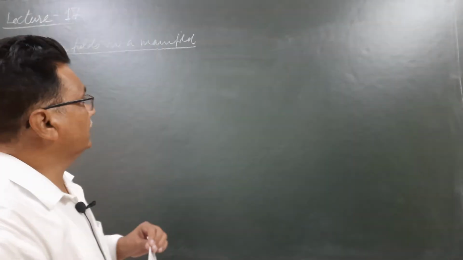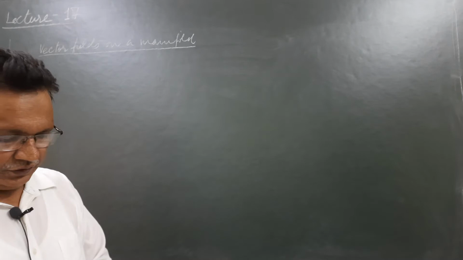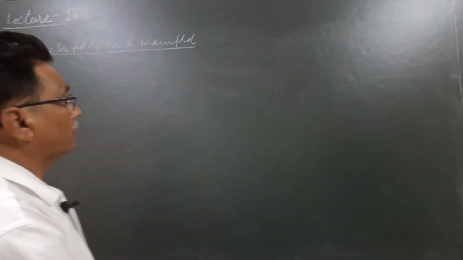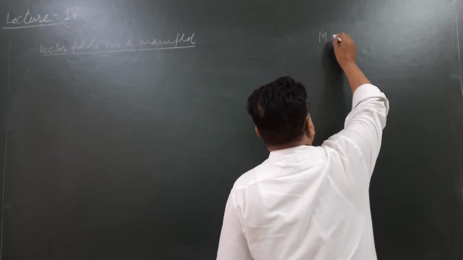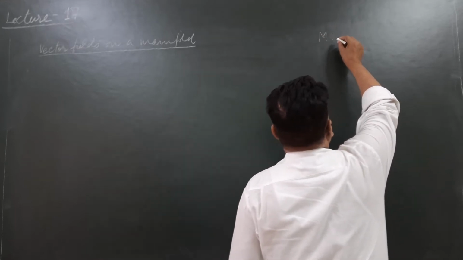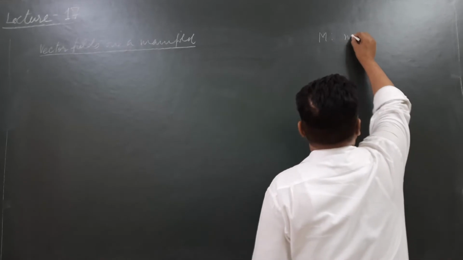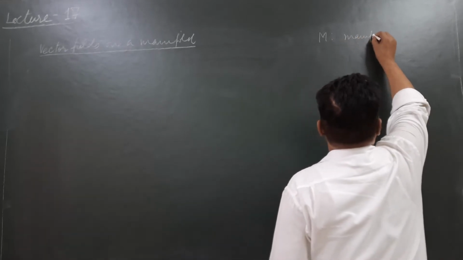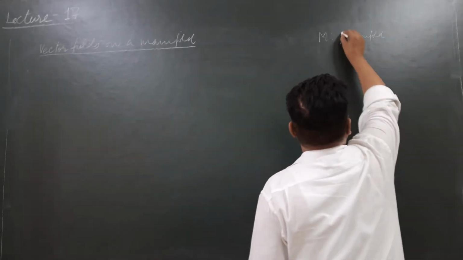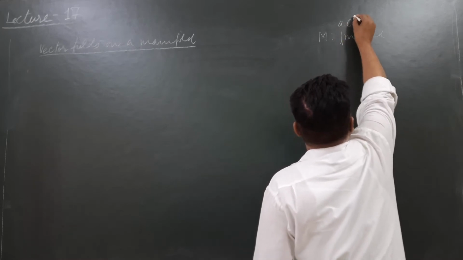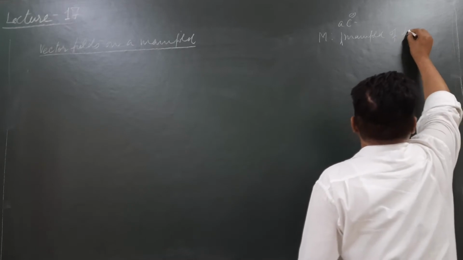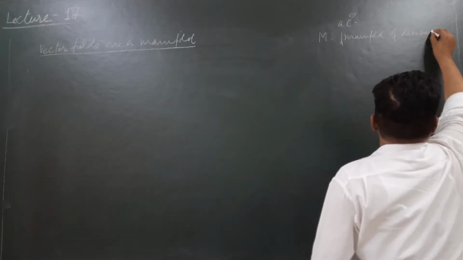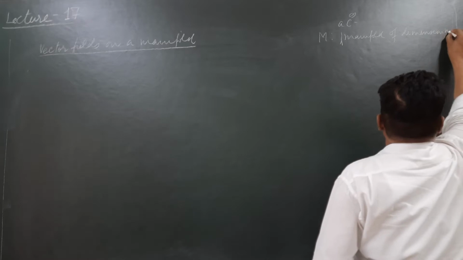Well, yesterday we were talking about vector fields on a manifold. So, throughout, as I told you earlier also, M will be the symbol for a C infinity manifold of dimension n.